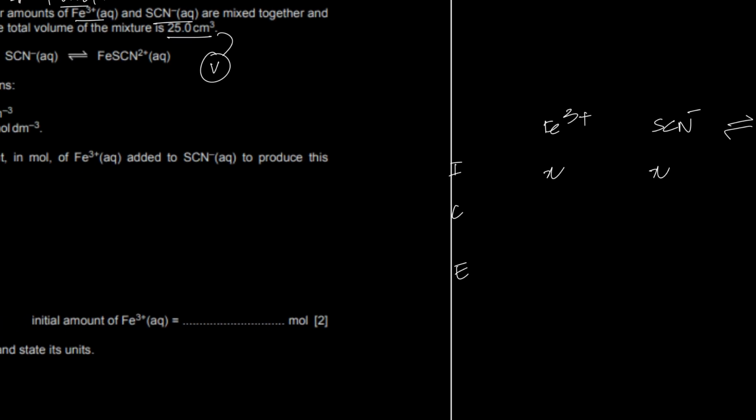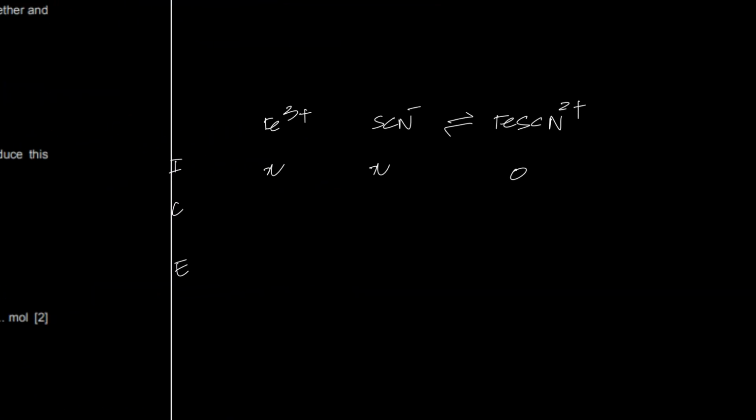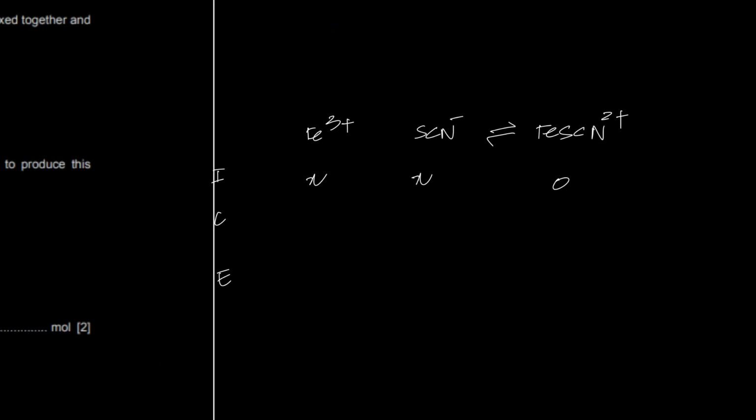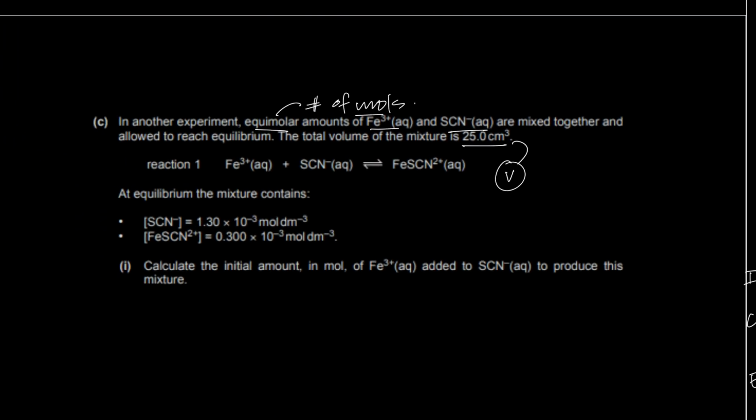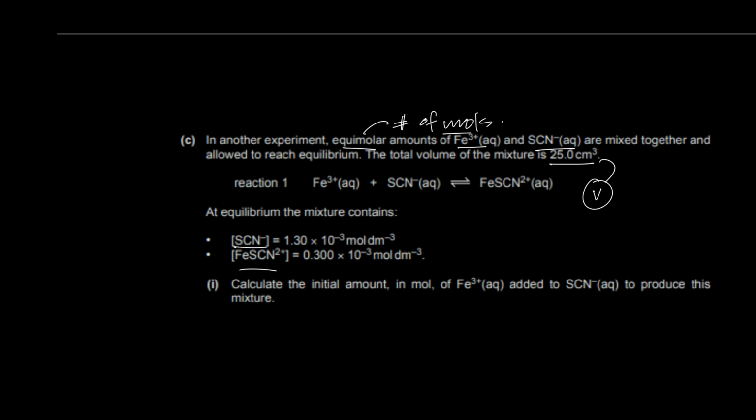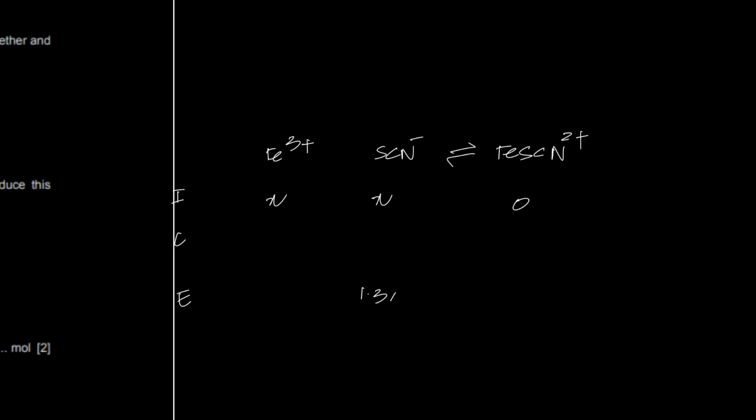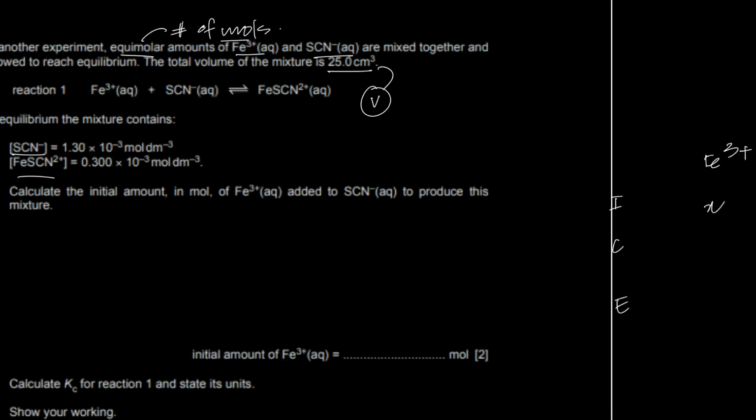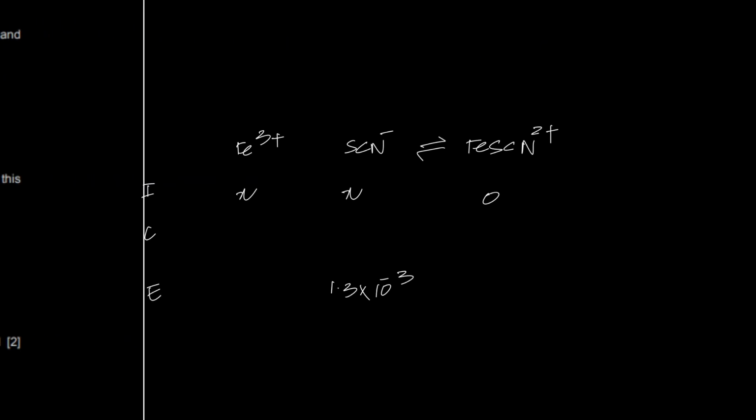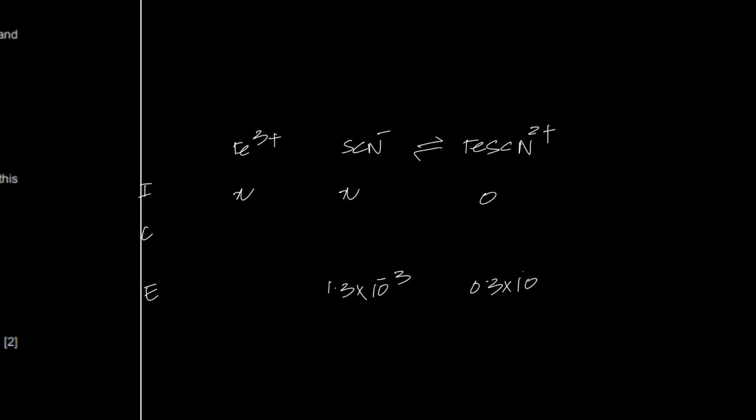Now at equilibrium, what are the moles at equilibrium, right? Should I just write 1.3 here? The SCN- and this right here. Should I write 1.3 × 10^-3 here? And should I write 0.3 × 10^-3 here? And the answer is no. Although your examiner has used this shortcut, and this is what I wanted to see.